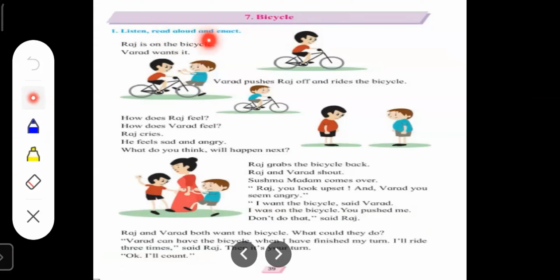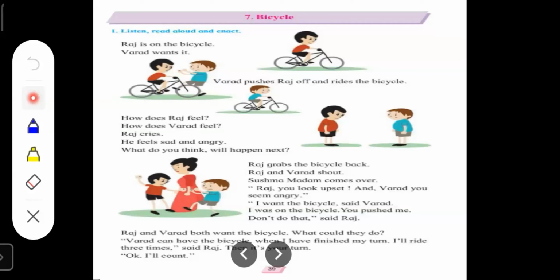Raj is on the bicycle. Bharat wants it. Okay, you can see here, two boys are there. They are good friends. The name of one is Raj and the name of the other boy is Bharat. So Raj and Bharat are good friends. See, one of them has a bicycle.